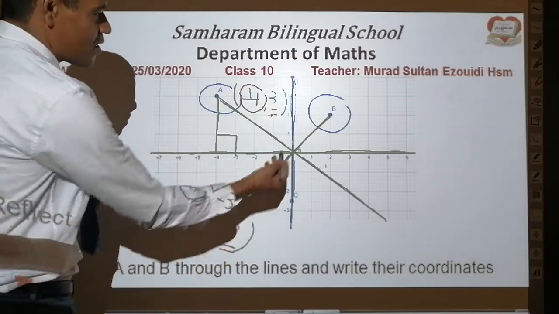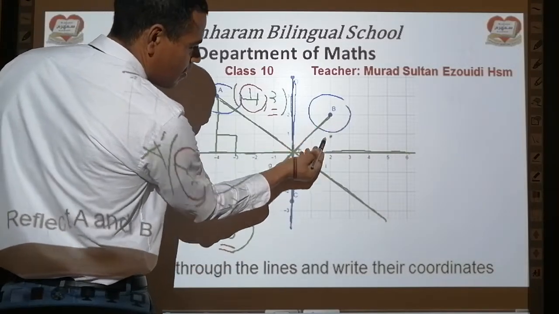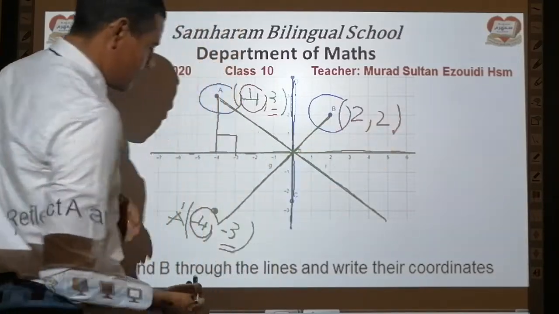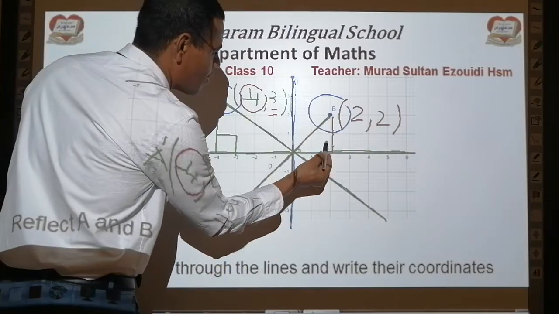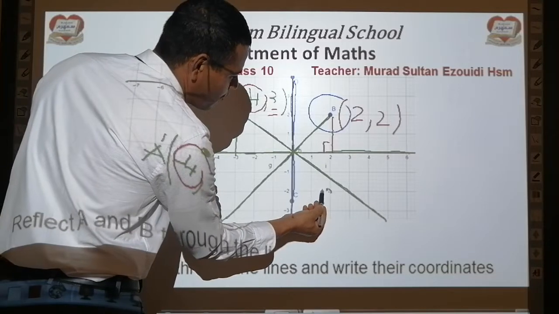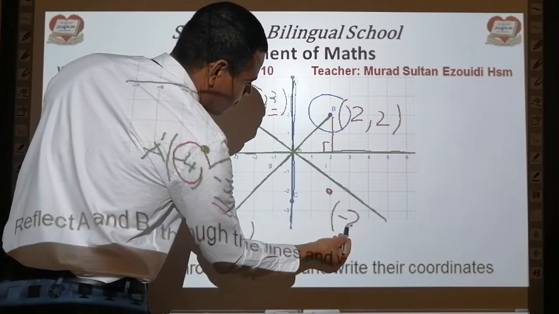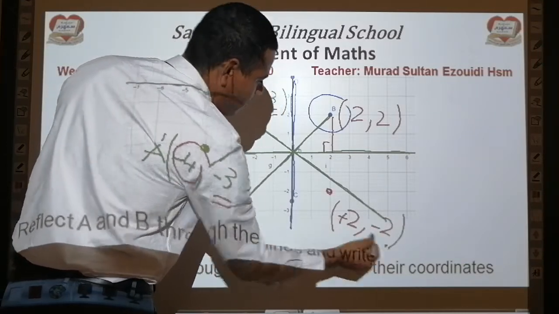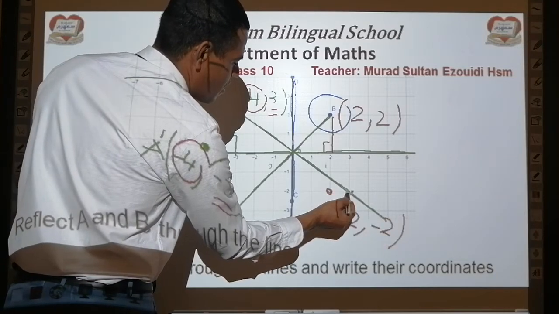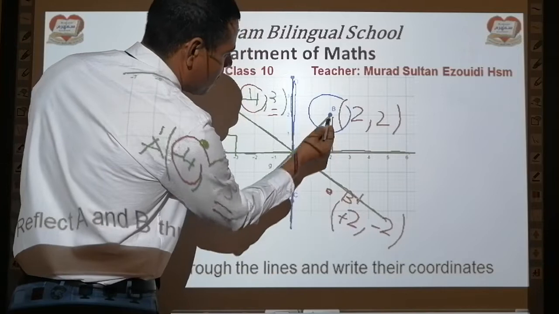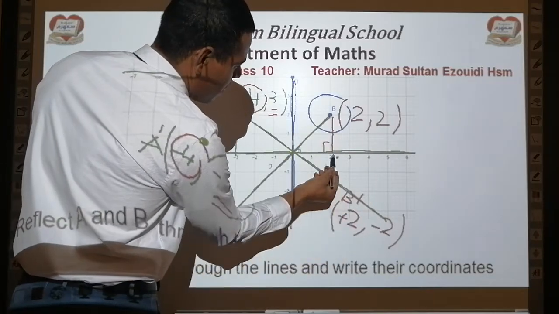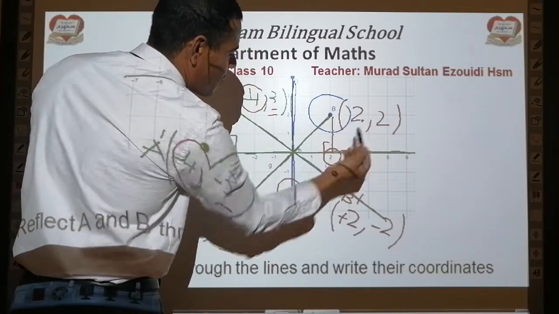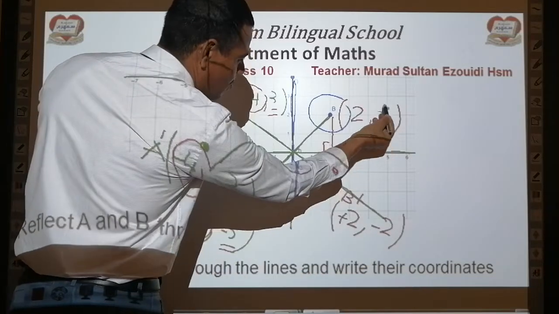Now the next, it is the same, my kids. The coordinates of this point are 2, 2. Reflecting in the x-axis, it will be negative 2. Sorry, the original is positive 2, and the reverse is negative 2. I will label it B'. So the image of B in the x-axis has the same x, positive, but the y is negative. Here both x and y are positive, so we just put a negative sign on the y-coordinate.